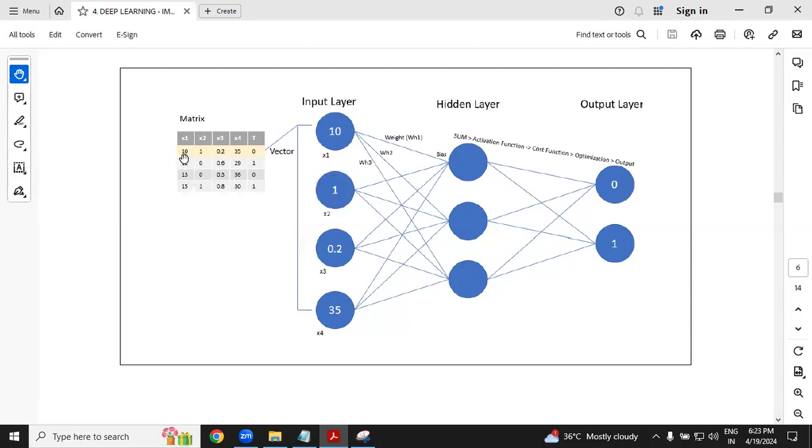Conclusion of this story. These are all inputs. Because of these inputs, what is the output actually? 0. Then what is the first value? 10. Conclusion of this story.